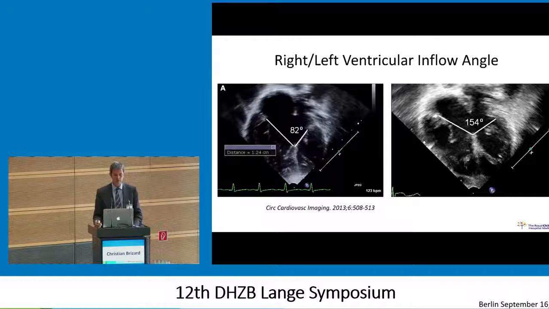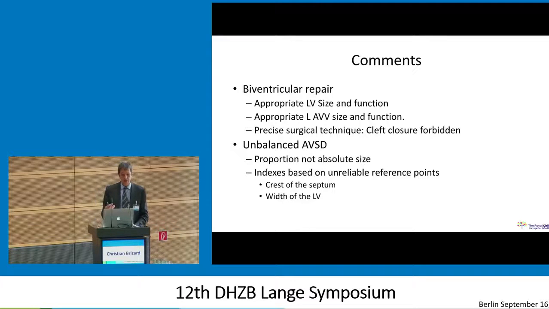Same for the right ventricular to left ventricular inflow angle. This patient in that paper would be a very poor candidate for a biventricular repair, whereas this one should be. So you can see that if you have a less deep VSD, you would have a very suitable angle according to the authors. What you absolutely need for a biventricular repair is an appropriate left ventricular size and function. The only absolute criterion for left ventricular size is the absolute length of the left ventricle, and not in comparison to the right ventricle.